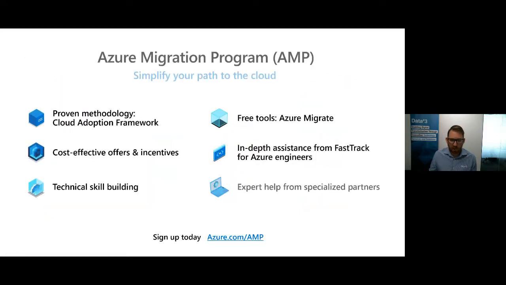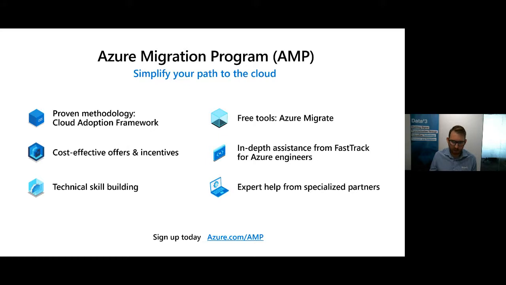It's probably time also to bring up one of those programs I mentioned before. It's called AMP, the Azure Migration Program, and it's a program designed to align to the Cloud Adoption Framework to help simplify that journey to cloud. There are some offers and incentives available, tools, the Fast Track engineering, and help from partners like Data3 to help with that. But probably one of the key things is to help your teams with technical skill building, helping them understand how to not only migrate, but then manage the cloud environments going forward. So that's a program that you can take advantage of.